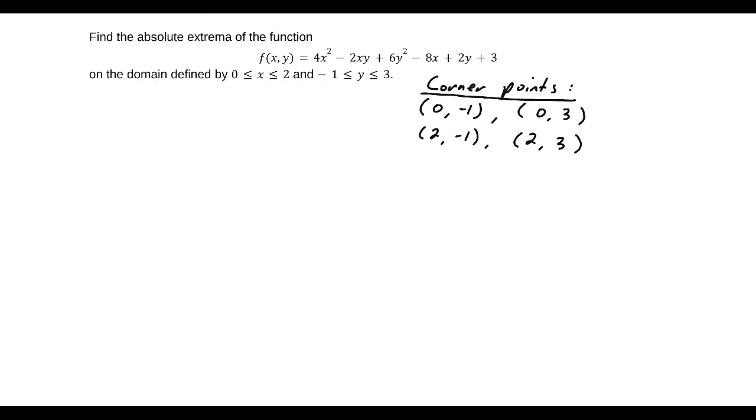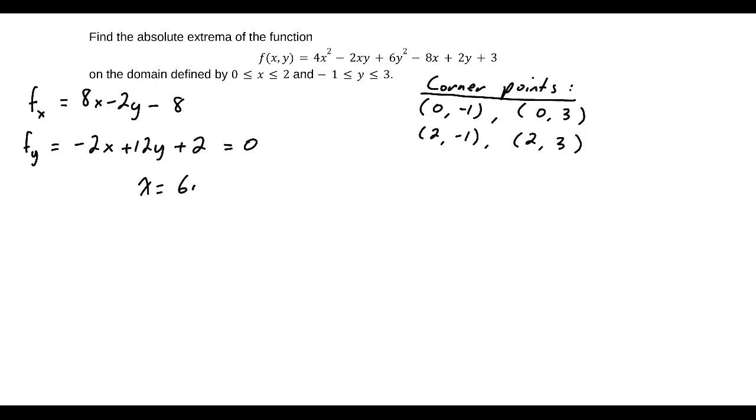So let's take fx. fx is equal to 8x minus 2y minus 8. And fy is equal to negative 2x plus 12y plus 2. Now I'm going to set fy equal to 0, which leads me to say that x is equal to 6y plus 1. I'm going to use this equation as a substitution into fx, so that I have 8 times (6y plus 1) minus 2y minus 8 equals 0.